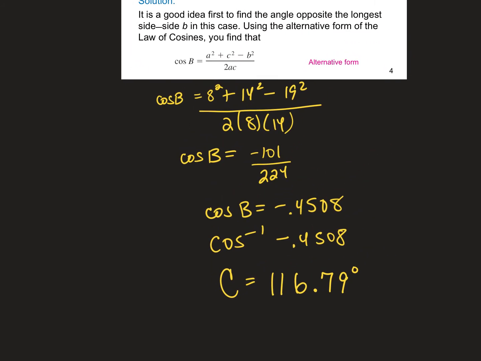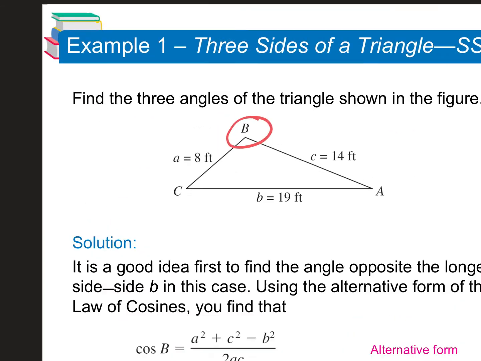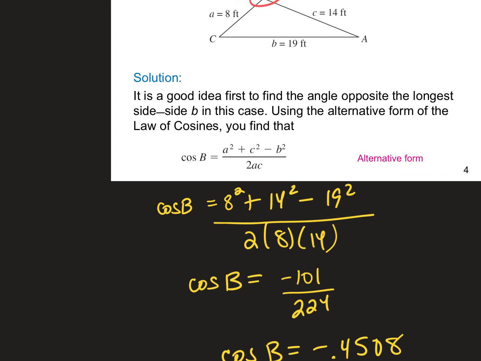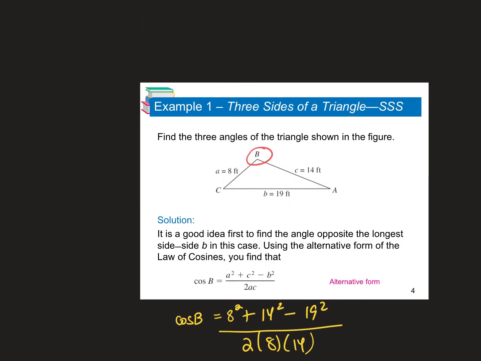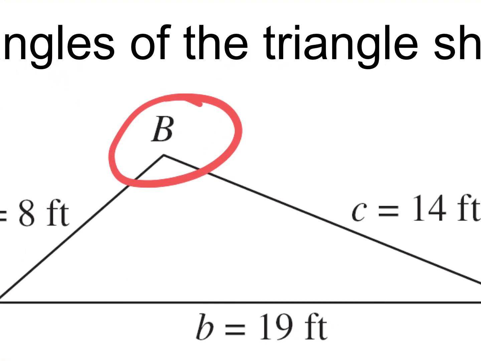Okay, so we're going to go back up and we're going to say, all right, we found that angle B was 100. Did I say C? I don't know why I changed it mid problem. So we found that this was 116.79 degrees, correct? Now I need to find the other two angles. You can use the law of cosines again, just solving for a different angle. You could do the cosine of A or the cosine of C. You could do that. Or what do we now have enough information to use?